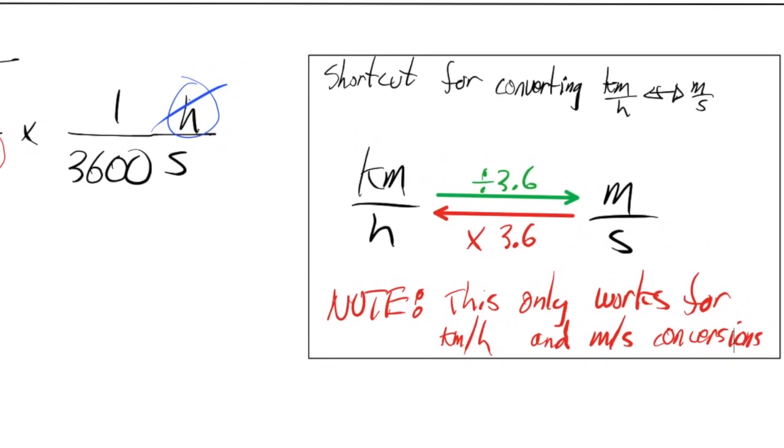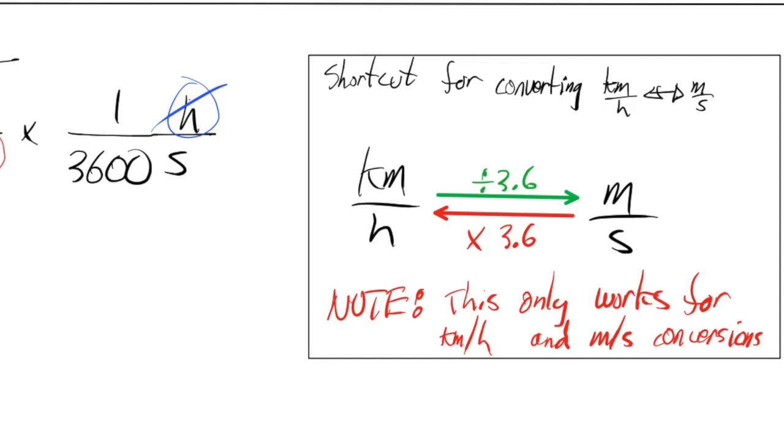So again, only for kilometers per hour to meters per second, or the other way around, meters per second to kilometers per hour. And again, we do this a lot. So the 3.6, that's what you do. You divide by 3.6 to go from kilometers per hour to meters per second, or the other way around, you multiply.